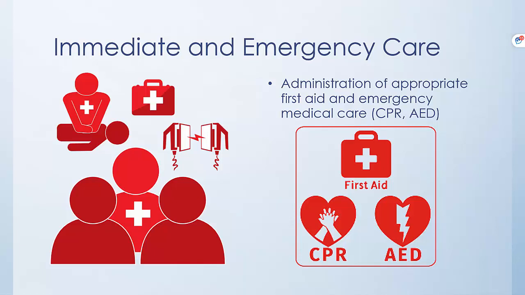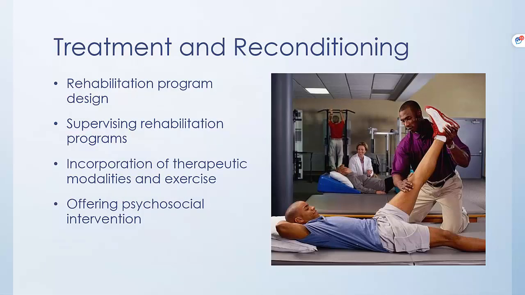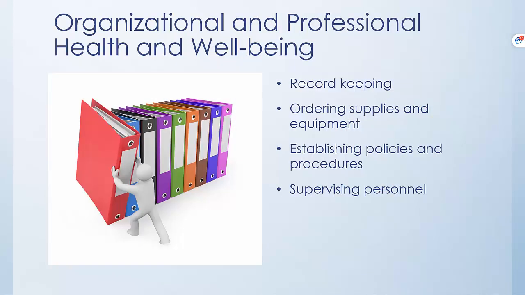Immediate and emergency care. This may include the administration of appropriate first aid and emergency medical care, such as CPR or AED usage. Treatment and reconditioning. The rehabilitation program design, supervising rehabilitation programs when an athlete is injured, incorporation of therapeutic modalities in exercise, and offering psychosocial interventions. And lastly, organizational and professional health and well-being. This includes record keeping, ordering supplies and equipment, establishing policies and procedures, and supervising personnel.